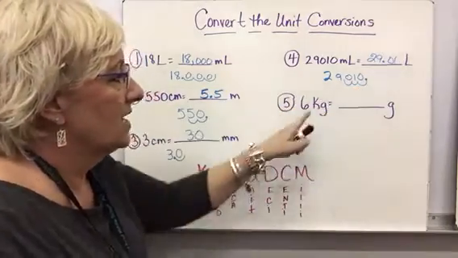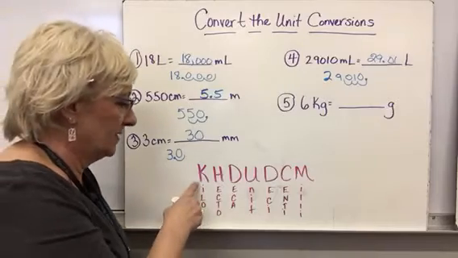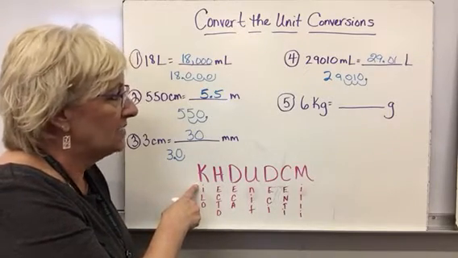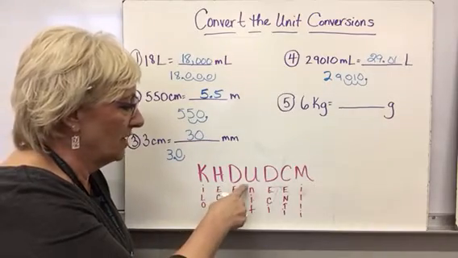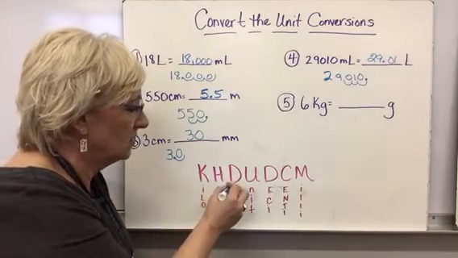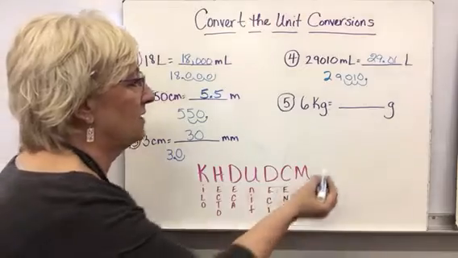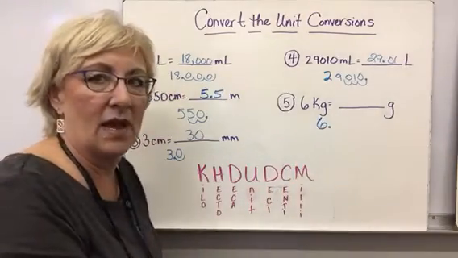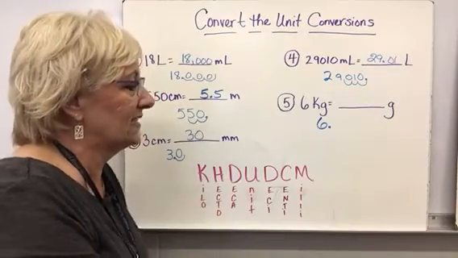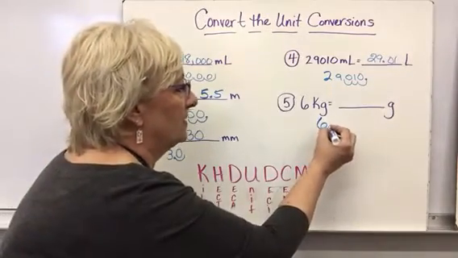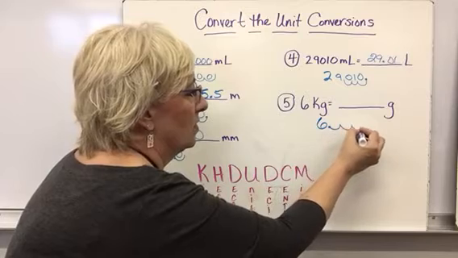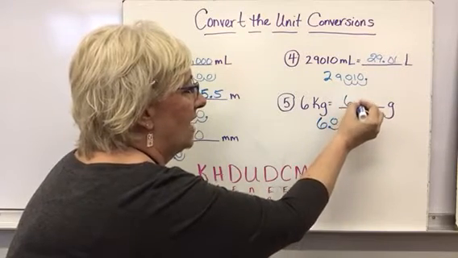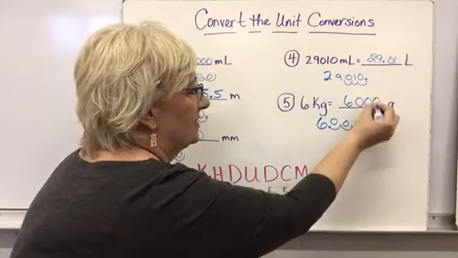Now I'm going to kilograms, which is the largest of our metric units, all the way down to grams, which is our unit measurement. So I'm going 1, 2, 3 places to the right. And I know that this decimal is at the end, on the right of 6, and I've got to move it 3 places, 1, 2, 3 places, and fill those in with zeros, and I know that will give me 6,000 grams.